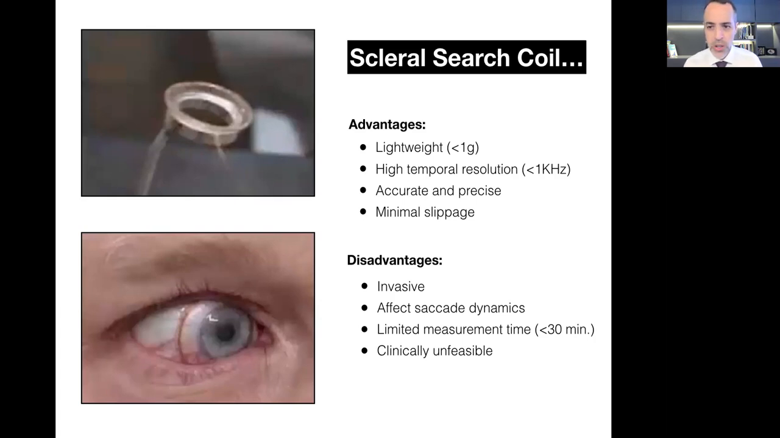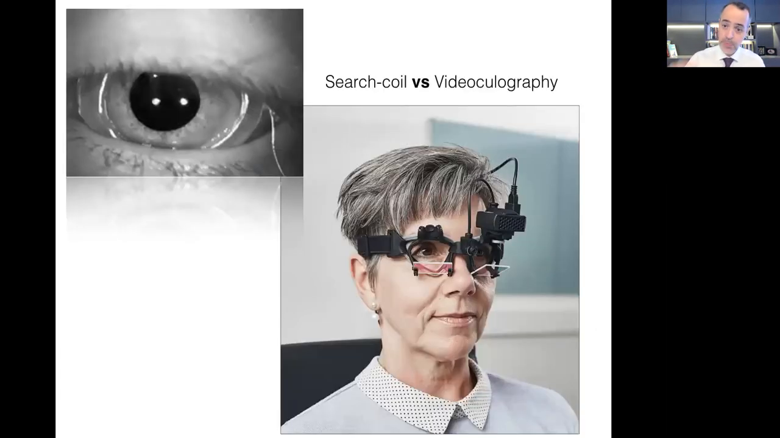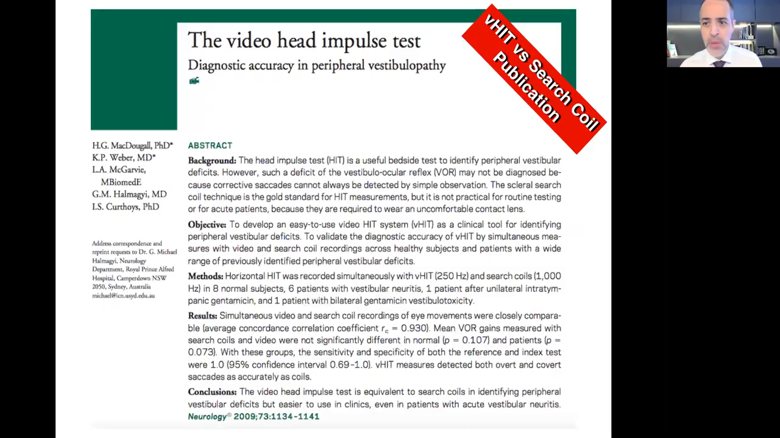So we are not doing scleral search coil in our daily basis practice because it's not feasible. And right now we have what we call the video oculography system, right? And when they describe the system for the first time, they need to do some kind of comparison between the coil and the devices. And this comparison has been published back in 2009 in many different journals.